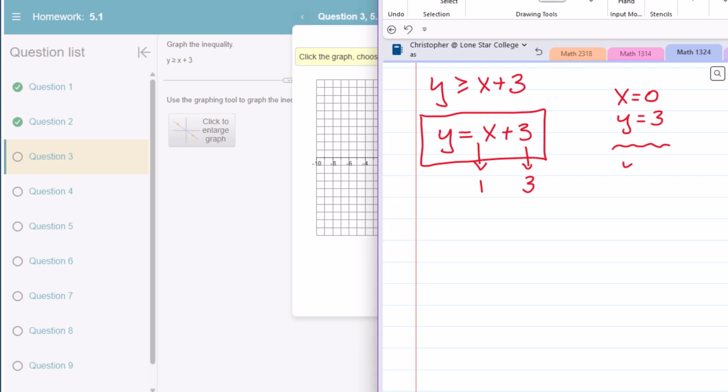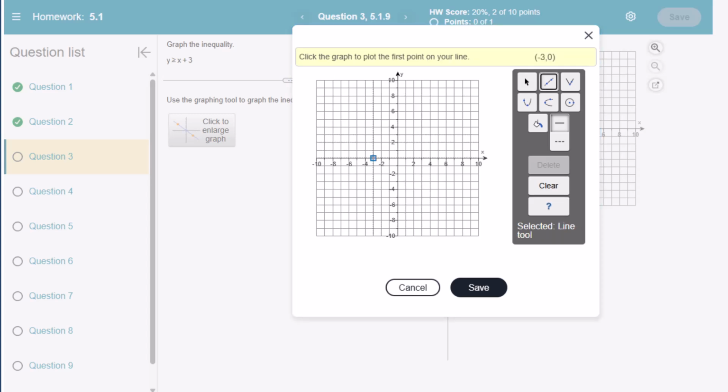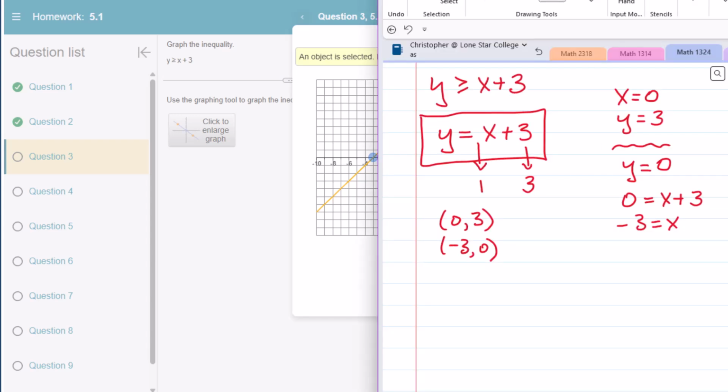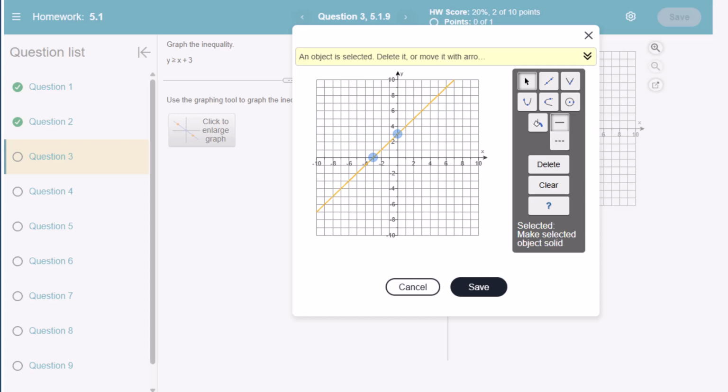And if I set y to 0, I have 0 equals x plus 3, or minus 3 is equal to x. All right, so I've got 2 points. I've got (0, 3), and I've got (minus 3, 0). So I can come back over here and put that. We've got (minus 3, 0), and we had (0, 3). Okay, see how I made my line? Now, let's just make sure we got the right points. (0, 3), (minus 3, 0). Yep, that's good. Now, if we needed a dotted line, you would just simply click that, and it makes it dotted. All right, but it's solid.